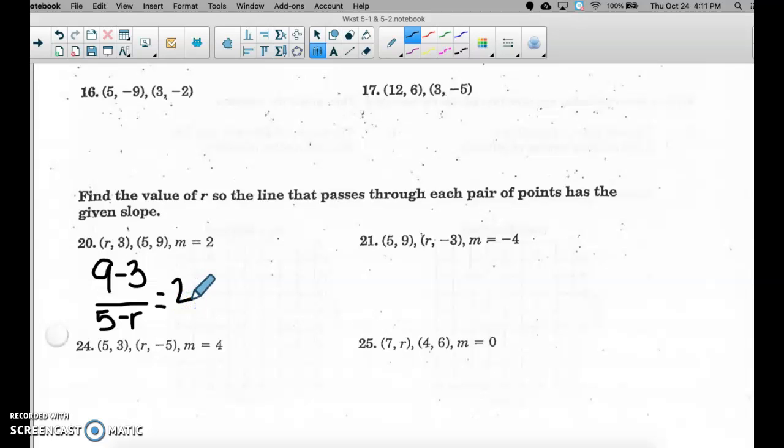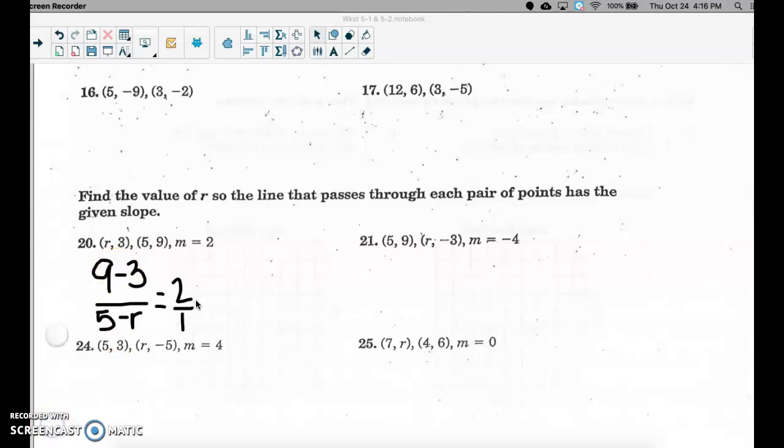But here's where people got confused. They were like, well, 9 minus 3 doesn't equal 2. That's okay. What we're ending up solving for is this r. And the way we do this is we put this number over 1. If it's already a fraction, we don't have to do this, but if it's a whole number, we do. Once we get here, we're going to cross multiply. We can do this because we have a fraction equal a fraction.